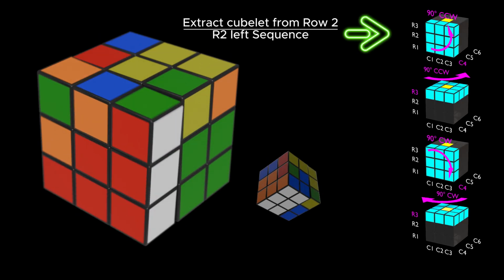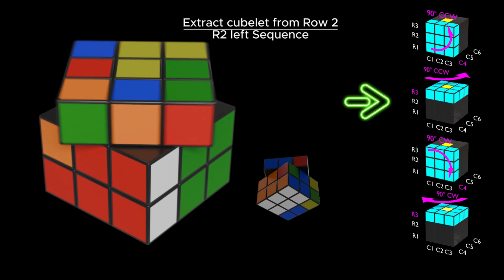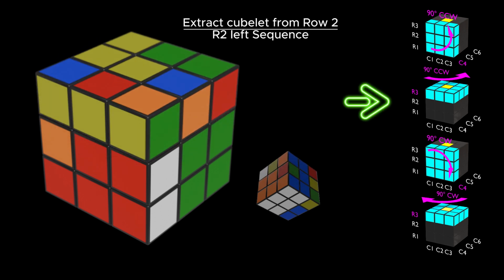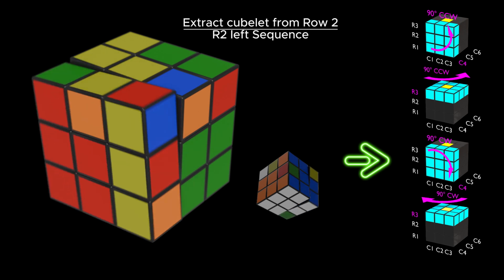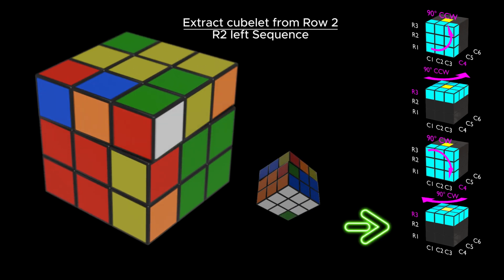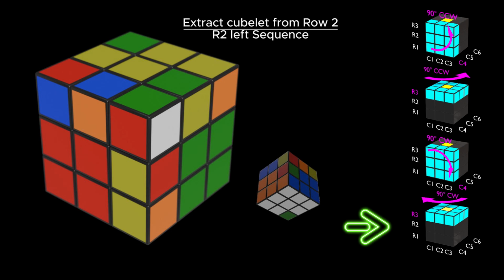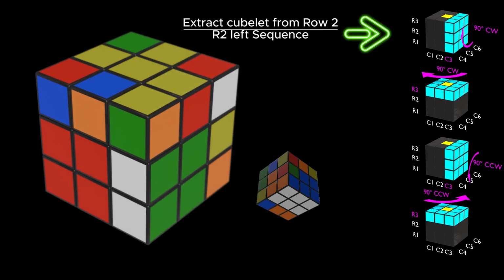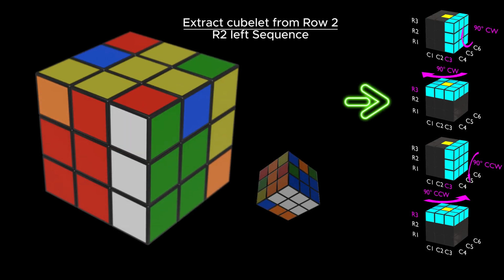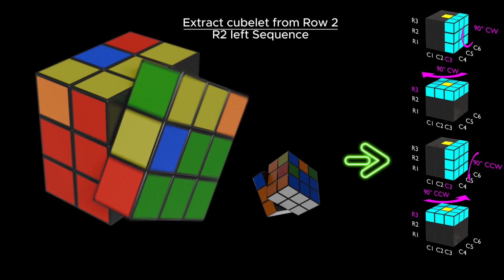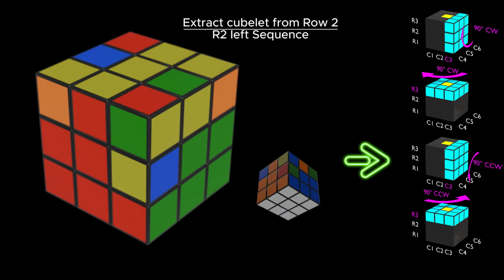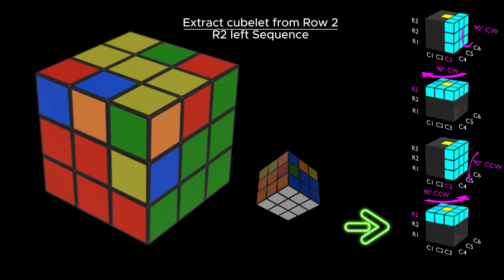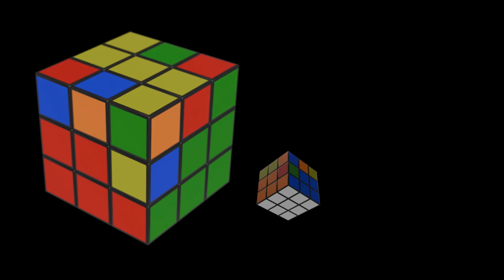Rotate column 4 90 degrees counterclockwise. Rotate row 3 90 degrees counterclockwise. Rotate column 4 90 degrees clockwise. Rotate row 3 90 degrees clockwise. Rotate column 3 90 degrees clockwise. Rotate row 3 90 degrees clockwise. Rotate column 3 90 degrees counterclockwise. Rotate row 3 90 degrees counterclockwise. The orange and blue cubelet have been extracted. Turn and match in color.